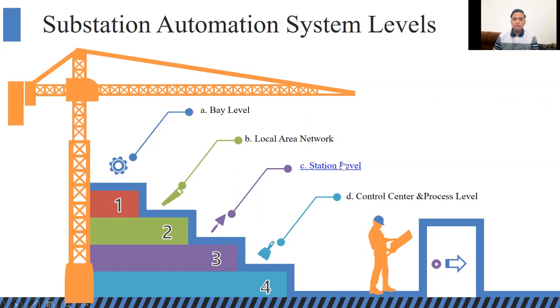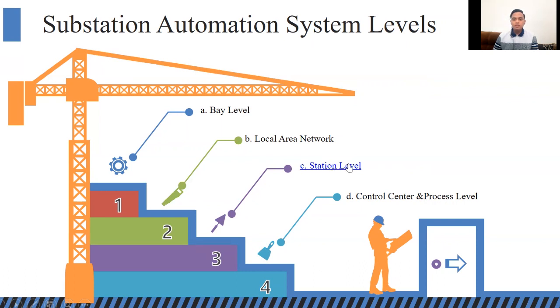So the third is the station level. The station level contains the station-oriented functions which cannot be realized at bay level, for example alarm list or event list related to the entire substation. Gateway for the communication with the remote control center. A dedicated master clock for synchronization of the entire system shall be provided. Station level consists of several devices that function to acquire, process, remote control, display information, and store data.